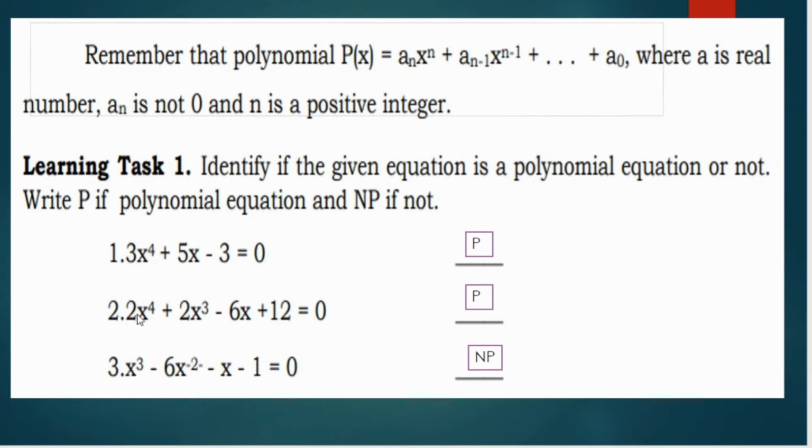Number 2, we have 2x to the fourth plus 2x cubed minus 6x plus 12 equals 0. All positive exponents. So therefore, this is a polynomial. Number 3, we have x cubed minus 6x raised to negative 2 minus x minus 1 equals 0. So, if ever you have seen negative 6x raised to negative 2, negative 2 as an exponent of the variable x is a negative. That is why this is not a polynomial.